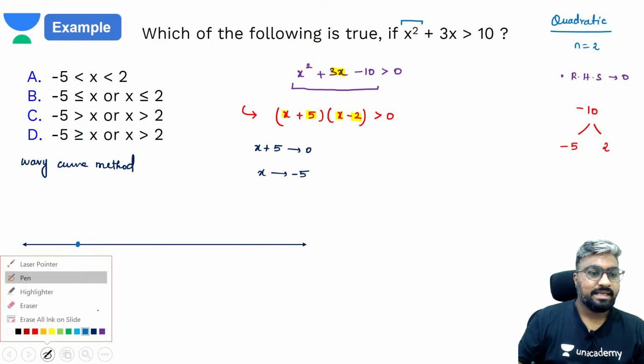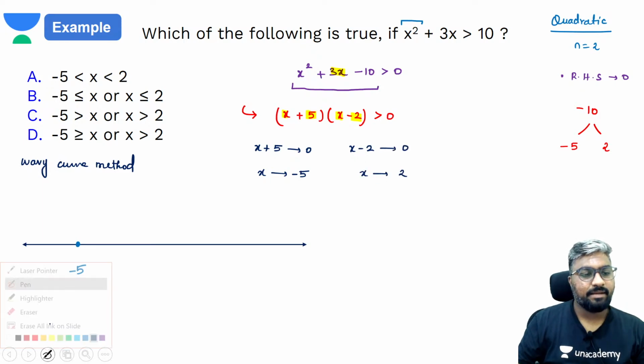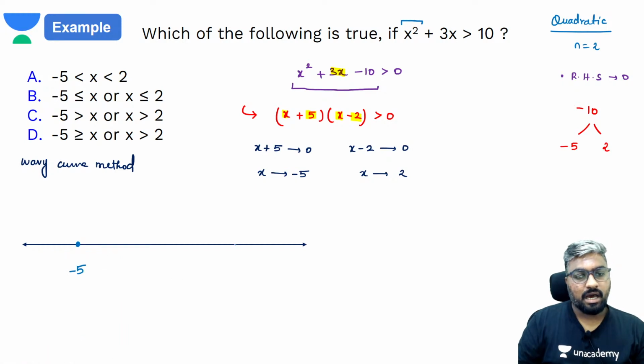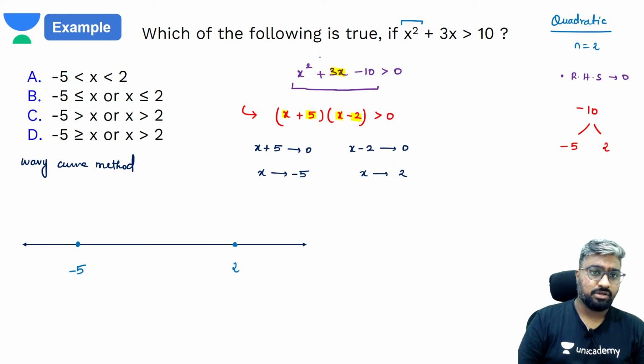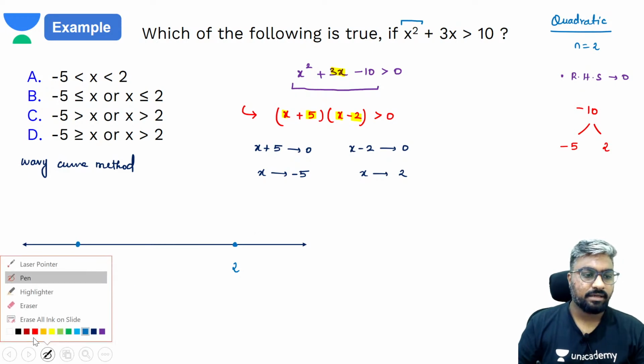Yes, same way for the second limit, x minus 2 leads to 0, or x leads to 2. So the second limit is what? 2. Now you have to try different values to figure out when our expression will be positive. Yeah, so I'll teach you how to do that.